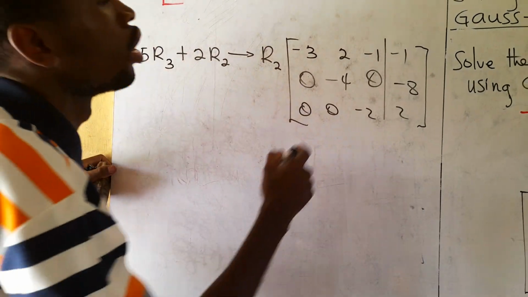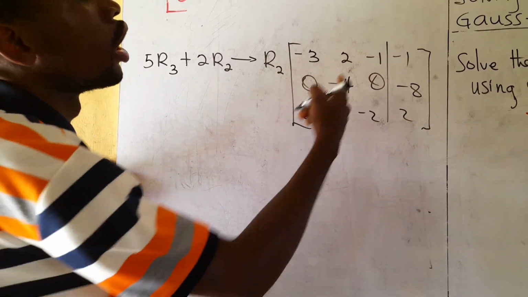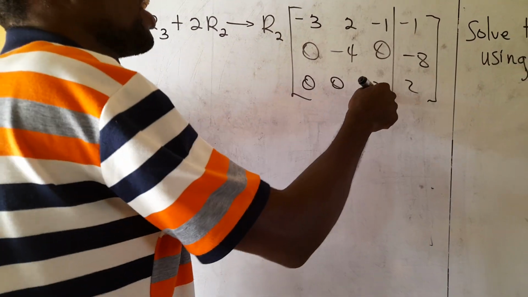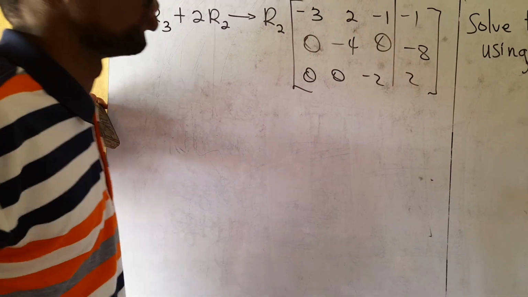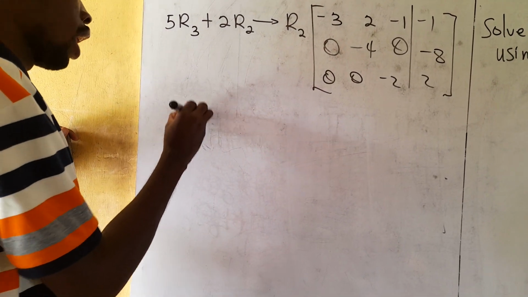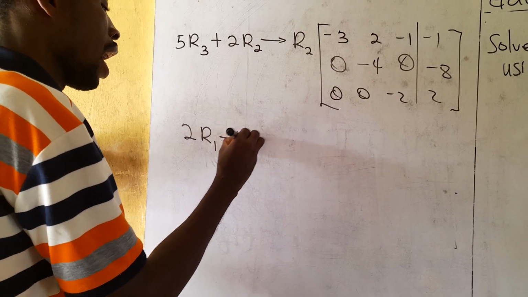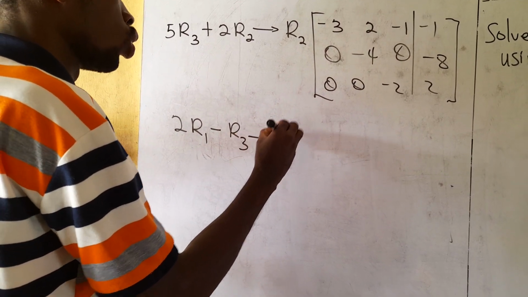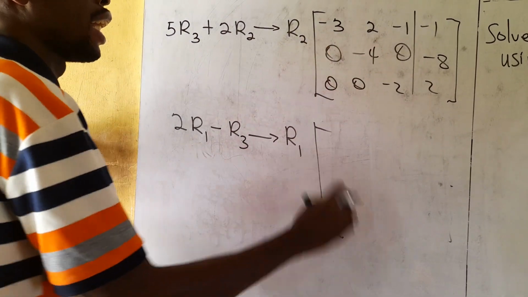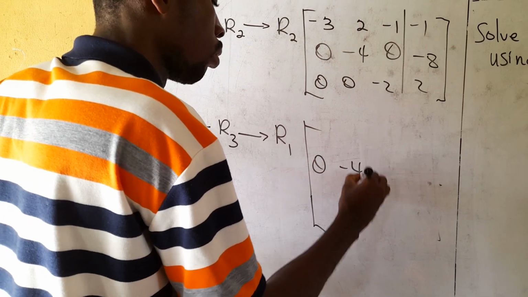What's the next thing? We make this 0. How do we make it 0? See, if I multiply this by 2, it becomes negative 2. Then when I subtract negative 2 from negative 2, it will be 0. So I'll say that 2R1 minus my R3 should go into R1. So my second and third column, nothing will happen to them. So I will repeat them.